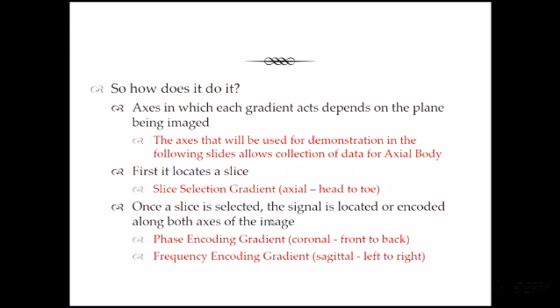Once a slice is selected, the signal is located or encoded along both axes of the image. What I'm saying is that once we carve that up into an axial slice, we then just need to know where the signal's coming from a coronal perspective, from front to back, and from a sagittal perspective, left to right.